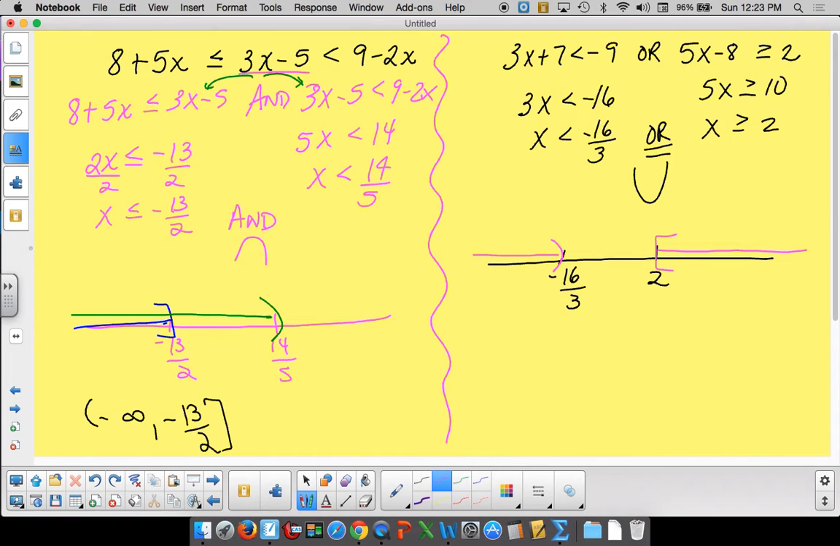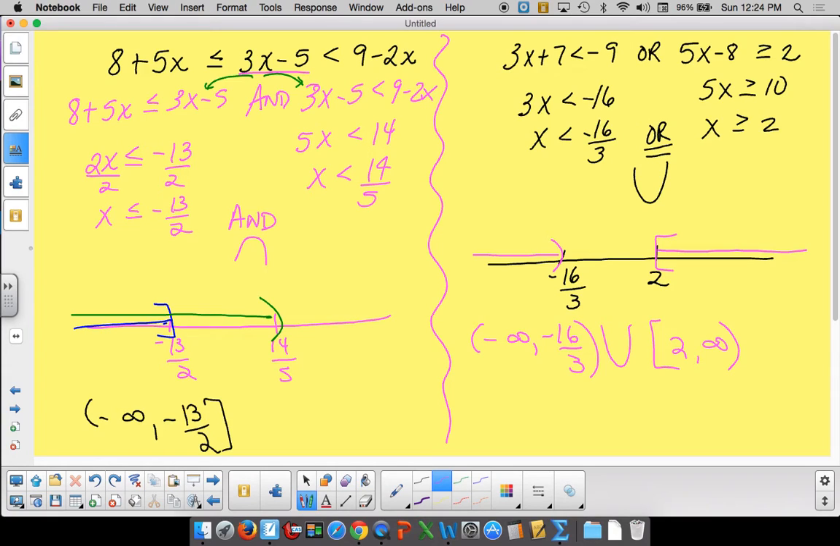This is very common for union problems that you get more than one piece. So when we write it, we just write two separate intervals, negative infinity to negative 16/3, parentheses, and then because it's two separate pieces, we say it's these or these, but instead of putting an or between it, we simply put a union between it. So it is possible to have final answers that contain union symbols in them.